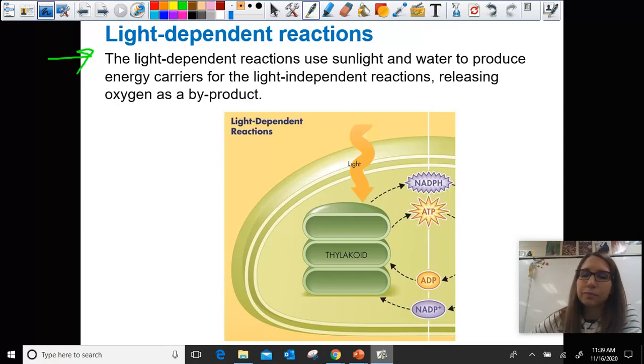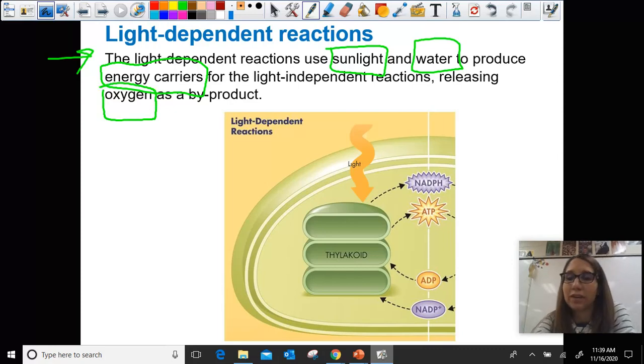All right, so really if you want to summarize and capture everything that's happening, you have to be super specific like this. So if you think about light dependent, well, we can identify some things already. We're using sunlight and we're using water, so those must be our reactants. We're going to produce energy carriers, which are thought of as a product in this case, and we're also going to release oxygen as a byproduct, another product. All right, notice I did not say glucose. Notice I did not say anything about carbon dioxide. Those will come later in the second stage.